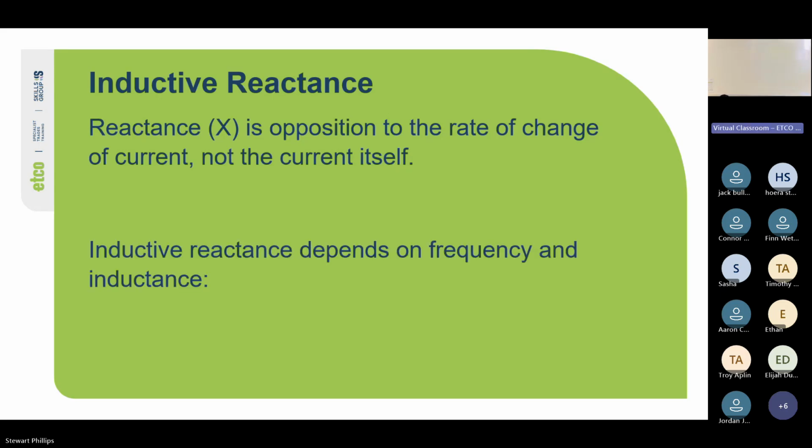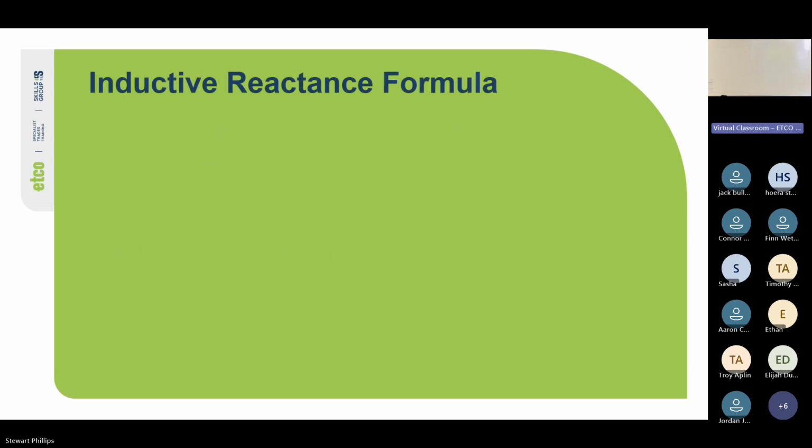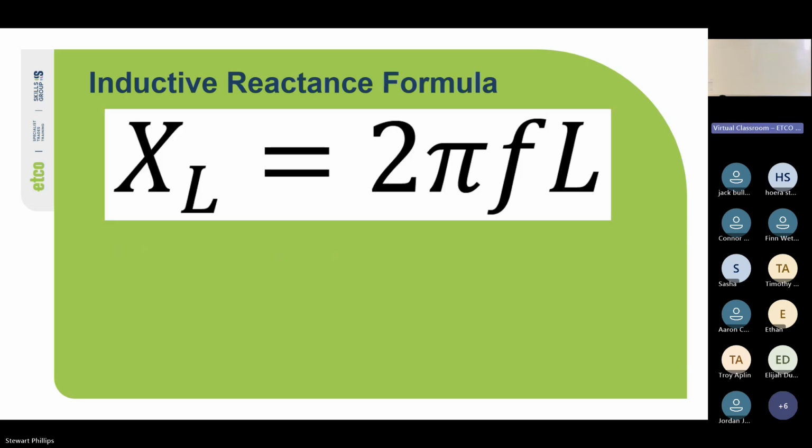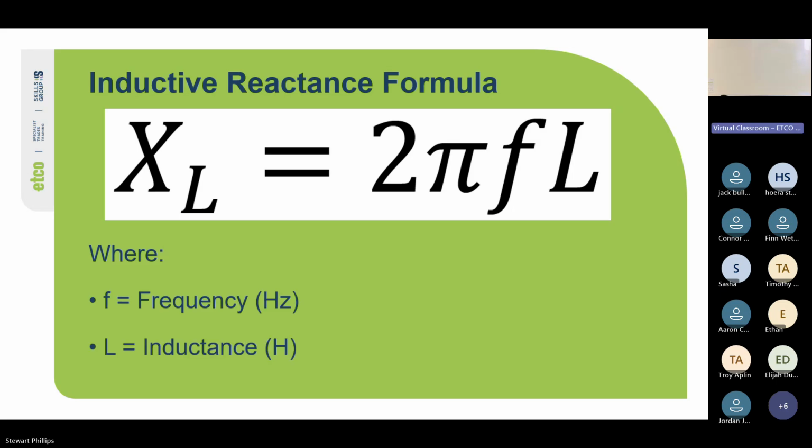So inductive reactance depends on frequency and inductance. The formula relies on the inductance of the coil or the inductor and the frequency of the supply. So the formula is XL equals 2 pi times the frequency times the inductance. F is our frequency in hertz, L is our inductance in henries.